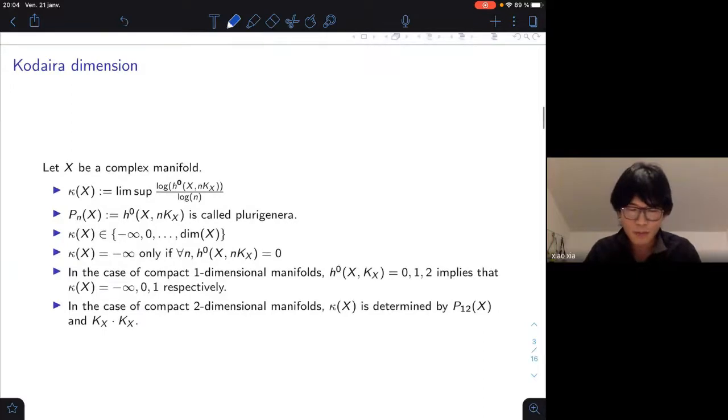Okay, so here is the motivation. It's one of the reasons why people want to consider plurigenera. That's because, first in the one dimensional case, the genus totally determines the Kodaira dimension. In the two dimensional case, the Kodaira dimension depends on the 12th plurigenus and the self intersection of the canonical bundle. So you already can tell a lot from the plurigenera.